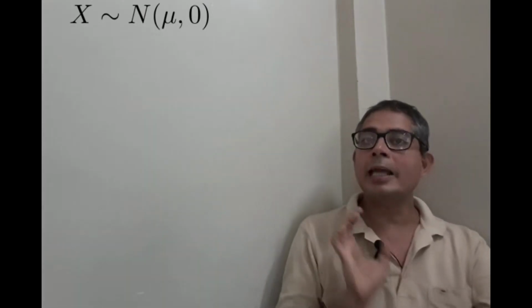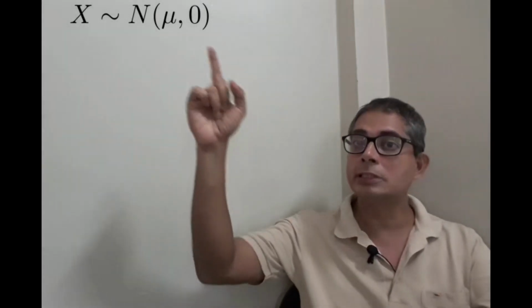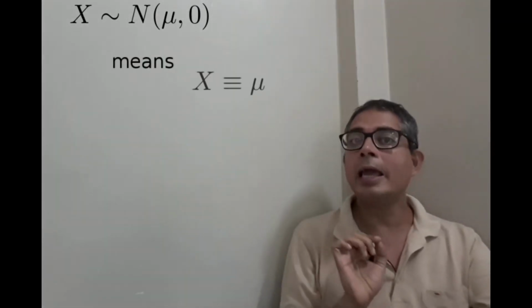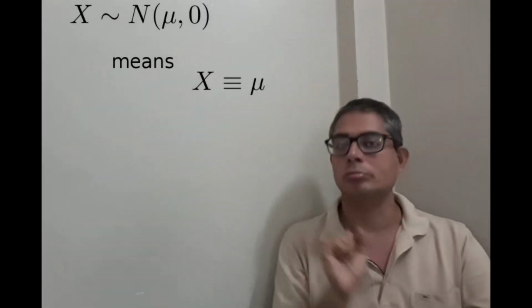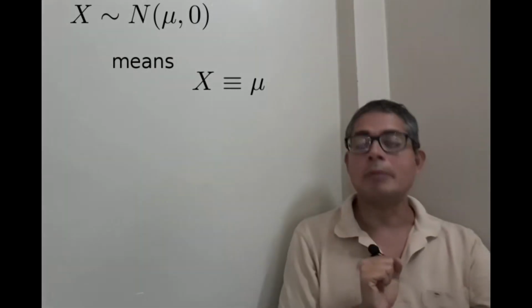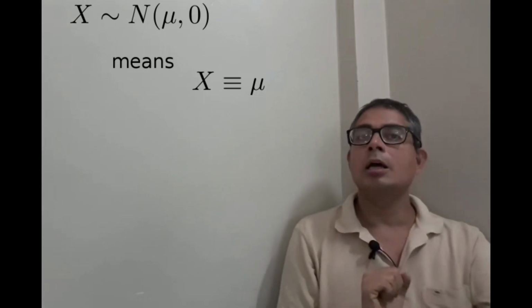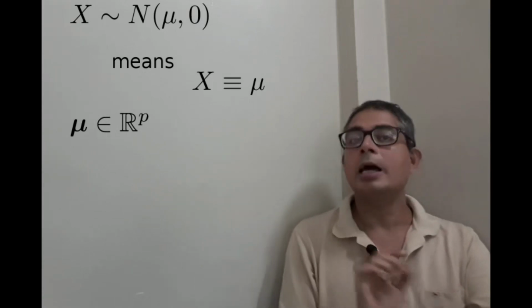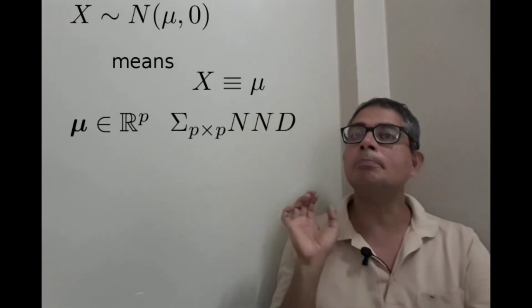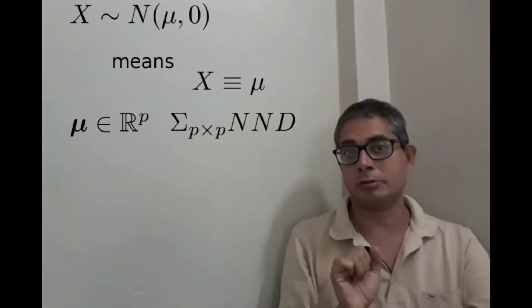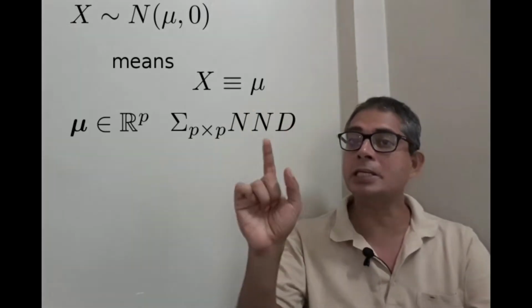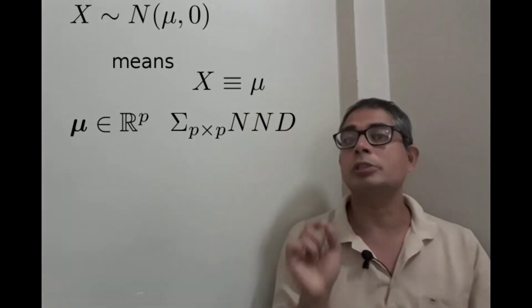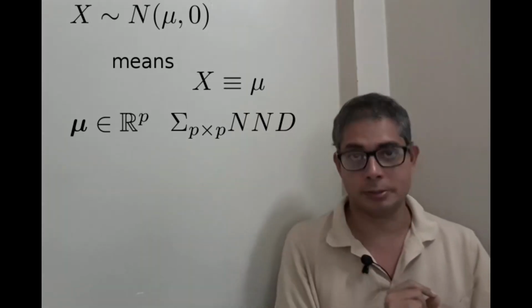First, we broaden the definition of univariate normal distribution a little. We say that x follows normal mu, 0 if x is constant at mu. Now for the multivariate case. Let mu be in R^p. Let that be any vector, and let sigma be any p cross p NND matrix. Notice that we have replaced PD by NND. That is, we are allowing sigma to be singular.